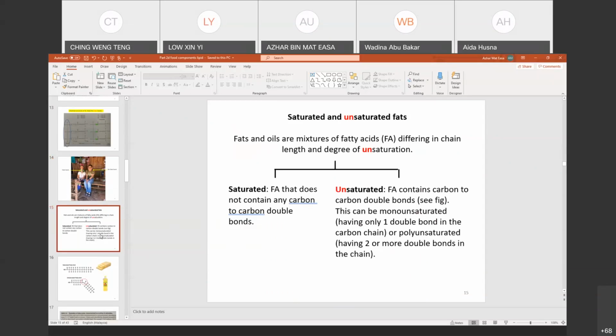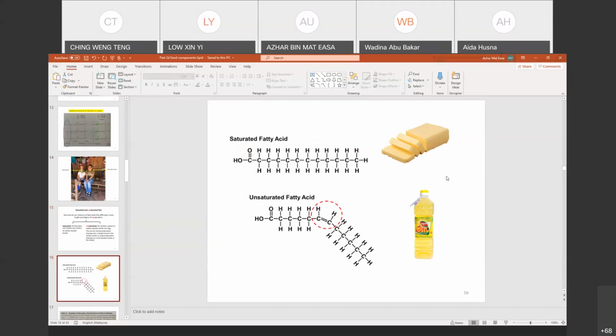Unsaturated fatty acids can be monounsaturated, having one double bond, or polyunsaturated fatty acid, sometimes called PUFA, having two or more double bonds in the chain. You see here an example: saturated fatty acids are mostly in solid fats, unsaturated mostly in liquid, and you see the bending there. Because of the double bond, the fatty acid bends, and that contributes a lot to the physical properties of the fatty acid.